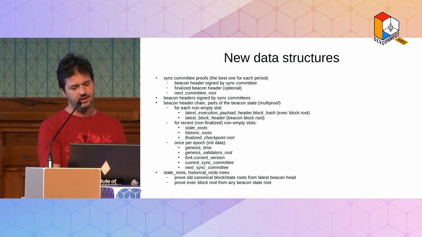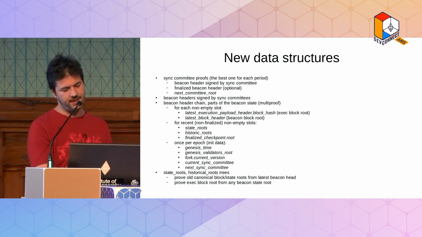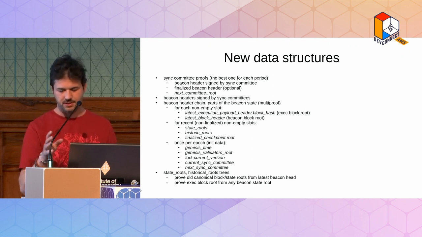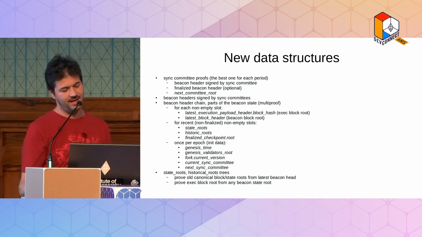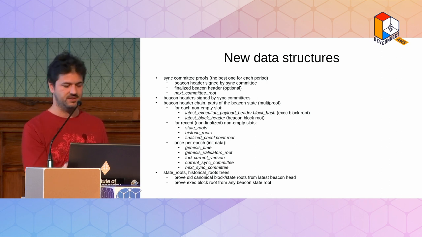And for this, Geth internally updates these old state root trees, Merkle trees, and stores the references to the root hashes of these trees from the beacon state. And if it needs to prove an old block by number, then it internally finds the beacon chain slot where it was referenced, and gives the proofs to that through these historic and state root structures, and then proves the actual execution header from that.